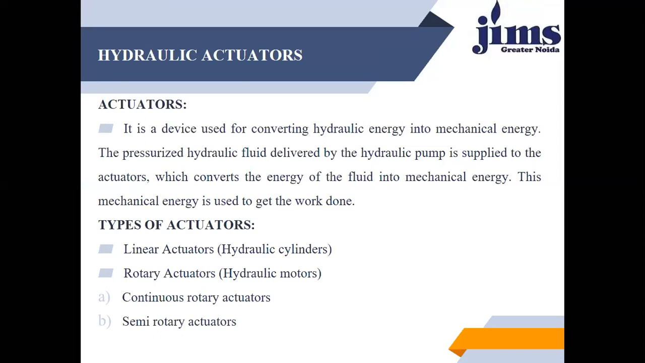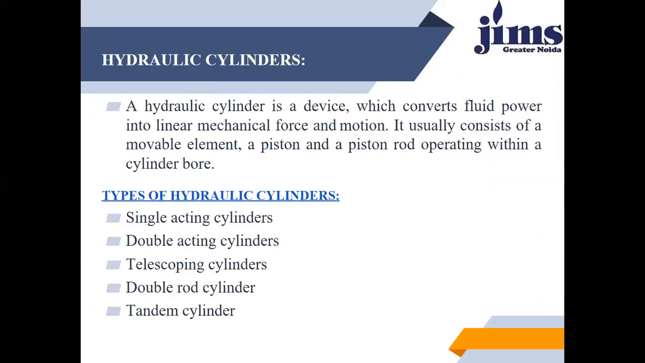So, types of actuators: so far we have gone through linear actuators, in which we use the hydraulic cylinder, and rotary actuators, in the case of the hydraulic motor. Rotary actuators have two types: continuous rotary actuators and semi-rotary actuators. The linear actuator, the hydraulic cylinder, moves linearly, and the rotary actuator, the hydraulic motor, can rotate.